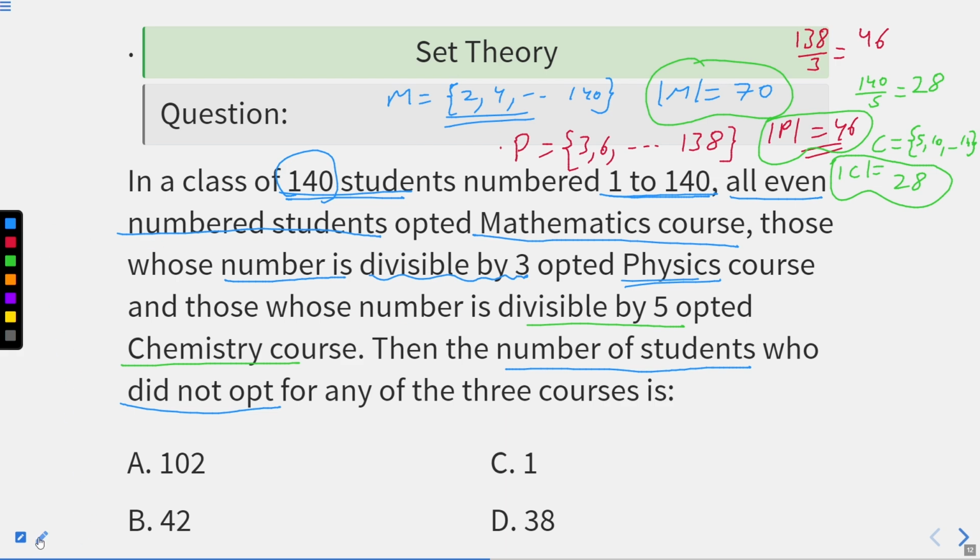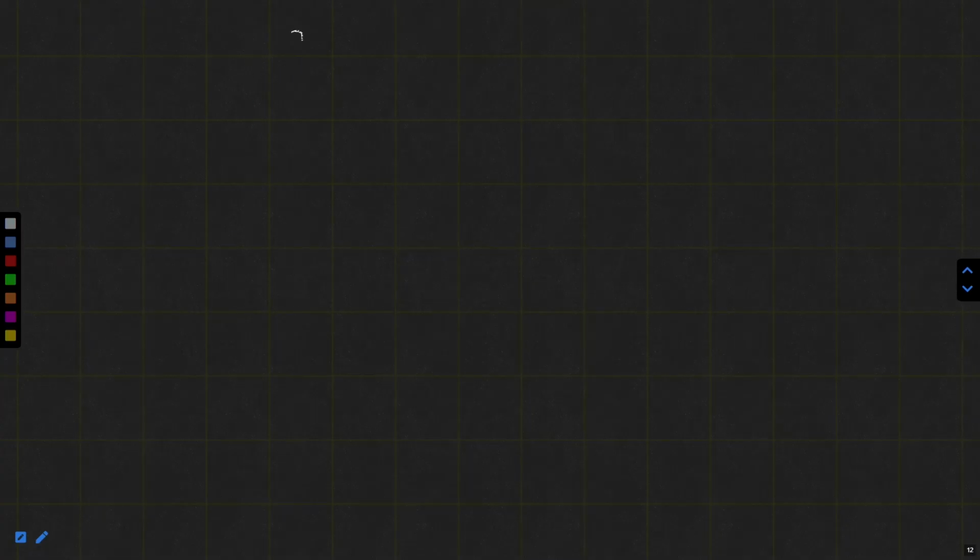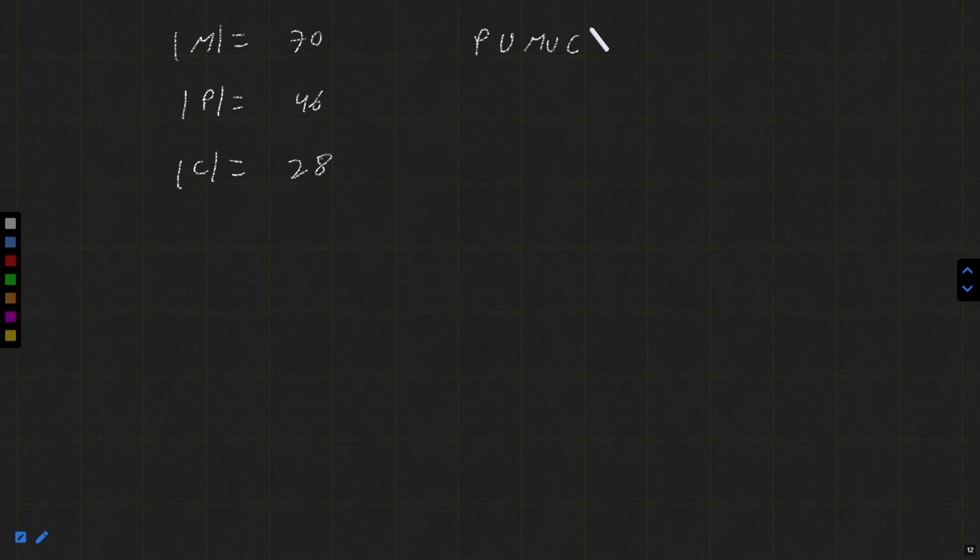Let's begin with what we are given and what we are not. Okay, so we know the numbers, which are 70, 46 and 28. It is 70, 46 and 28: the cardinality of students in mathematics, physics, and chemistry. From the formula, what do we know? We know P union M union C.